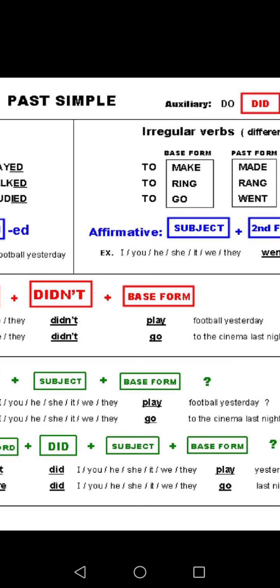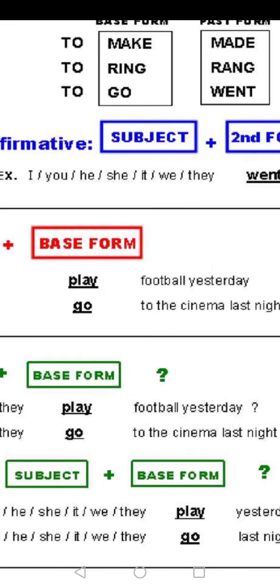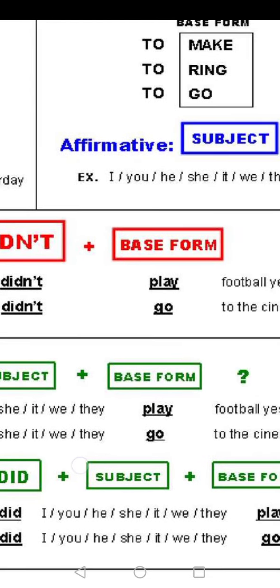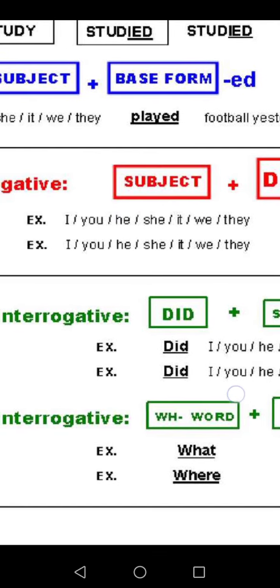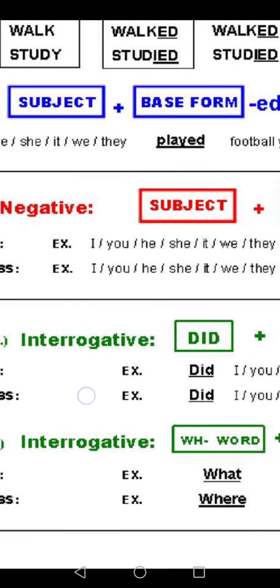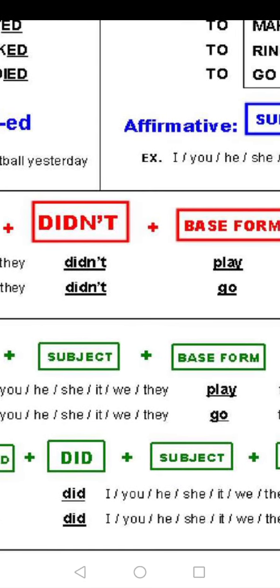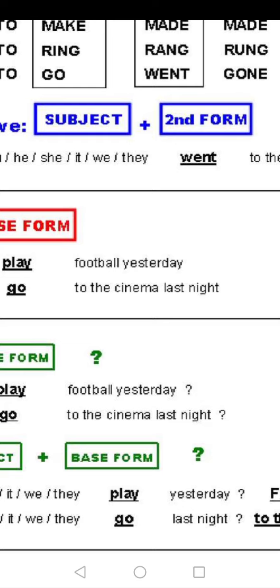Did you play football yesterday? Don't forget the question mark at the end. Did you play football yesterday? Second example, with an irregular verb: did you go to the cinema last night?